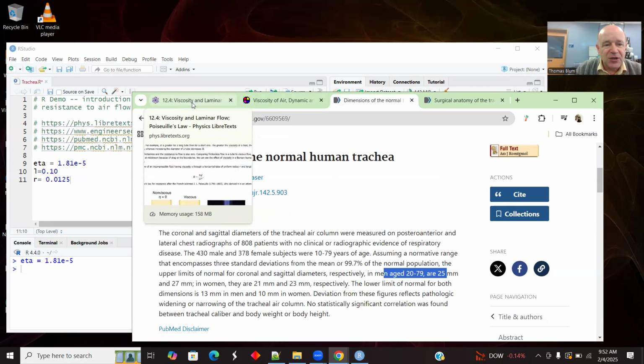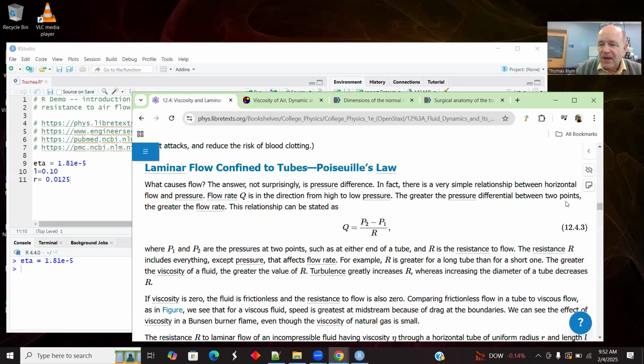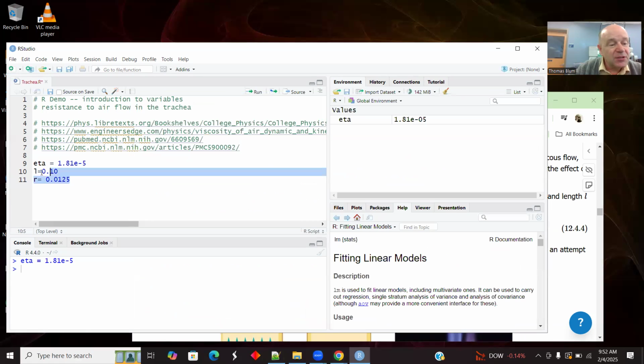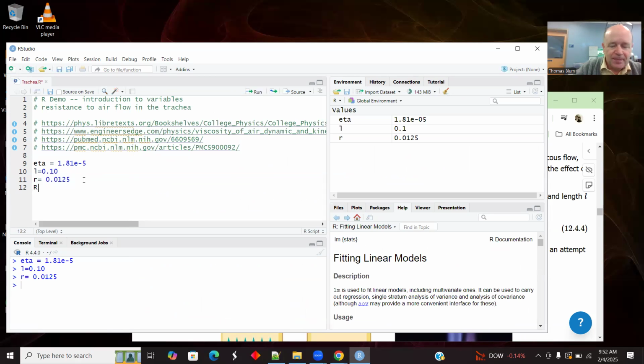And now let's go back to the formula. And there it is, 8. So I'm going to use a capital R. Let me enter those. In R, it is case sensitive, so I can use small r and capital R as different variables, and it's fine with that. It was 8 times the viscosity eta times the length.